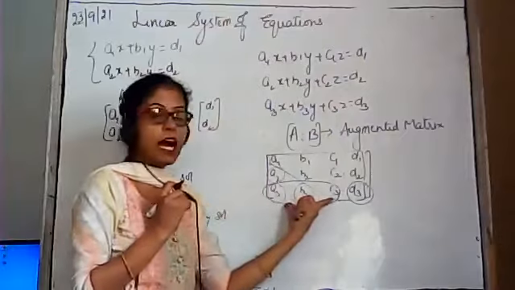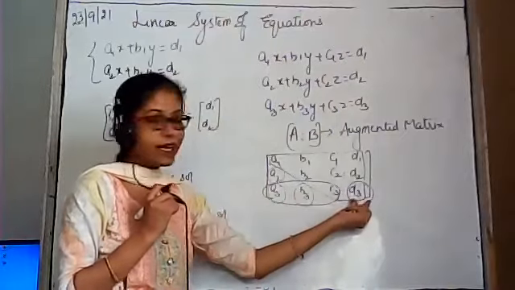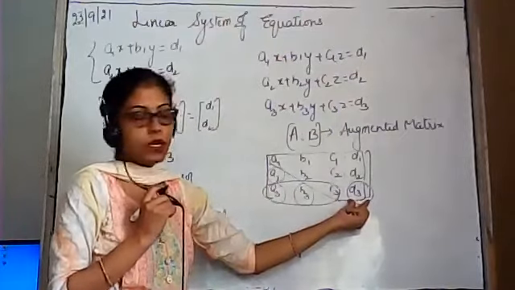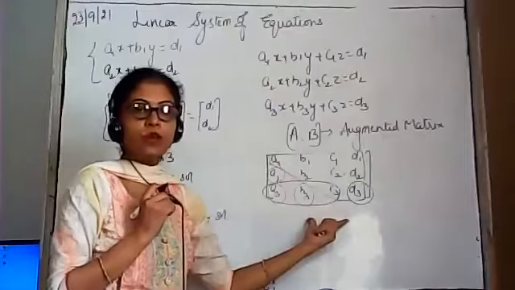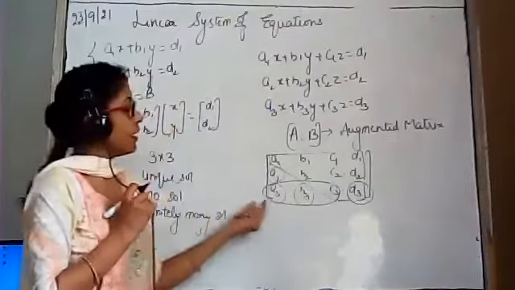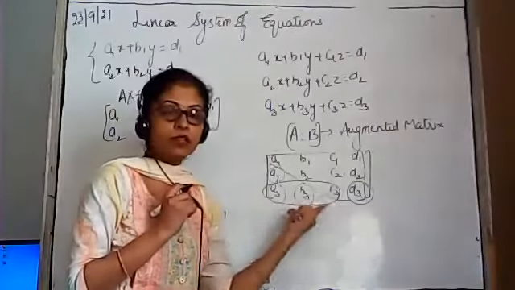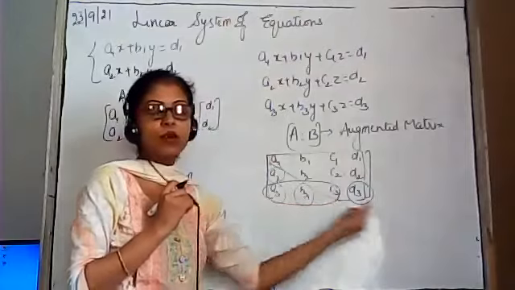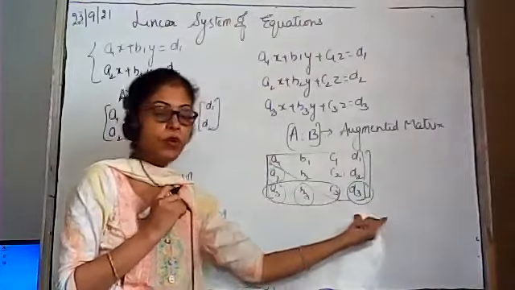But if the last row becomes 0, but the right hand side does not become 0, in that case we will have no solution. Lastly, if all the 3 elements of the last row become 0, as well as the right hand side becomes 0.